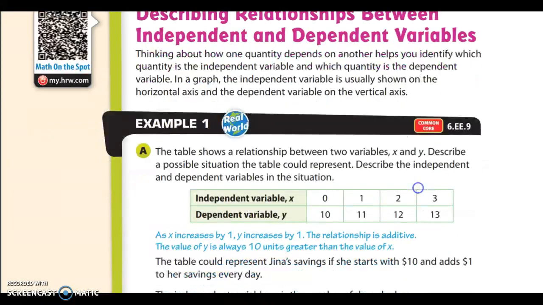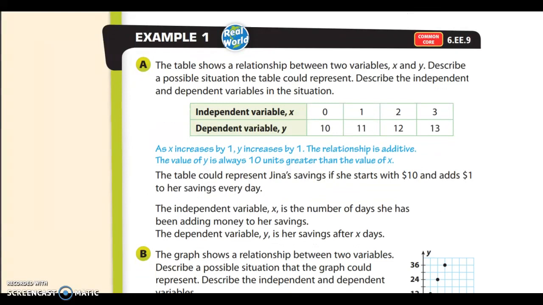Okay. Example 1. The table shows a relationship between two variables, x and y. Describe a possible situation the table could represent. Describe the independent and dependent variables in the situation. So what we want you to notice is that the independent variable x goes from 0, 1, 2, 3, and the dependent variable y starts at 10, but it also goes up by 1, so it goes 10, 11, 12, 13. So here's the conclusion that you should be able to notice. As the x increases by 1, y increases by 1. The relationship is additive. The value of y is always 10 units greater than the value of x.